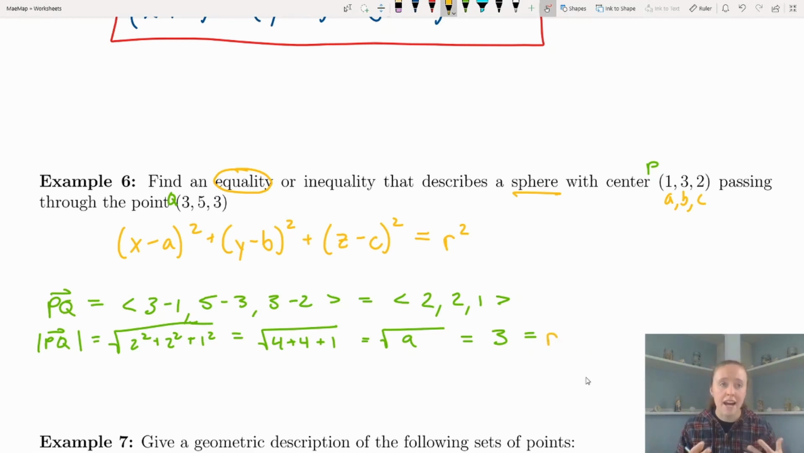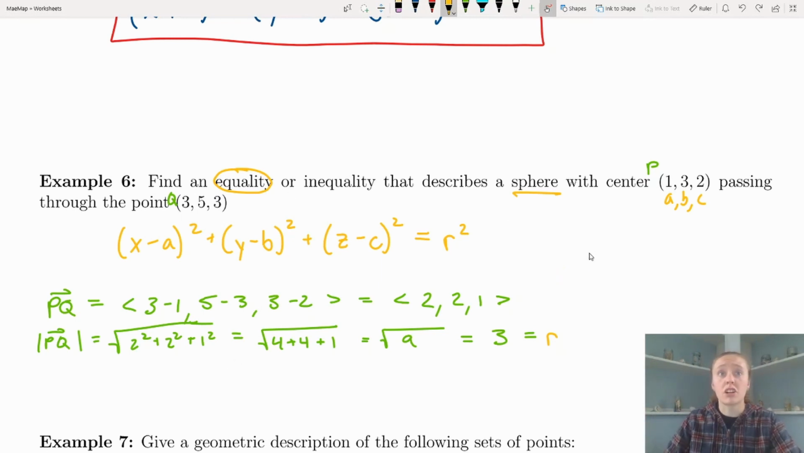And you didn't have to necessarily set PQ up as a vector. You could have just used those x, y, z coordinates from each and still solve without setting up the vector, just by calculating the distance between the points. Essentially, you go through the same process. I just set up a vector since we were used to finding the magnitude of vectors.